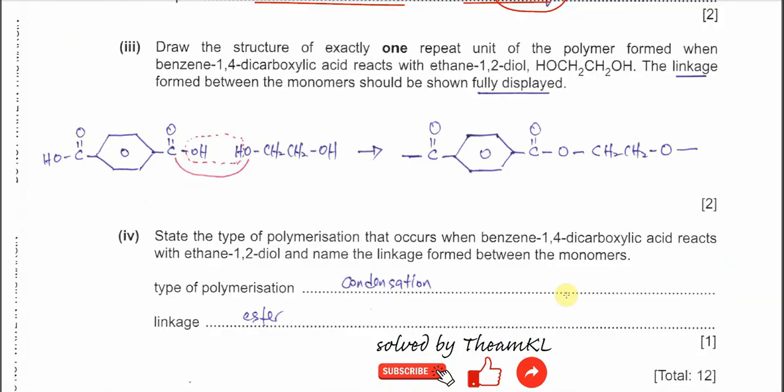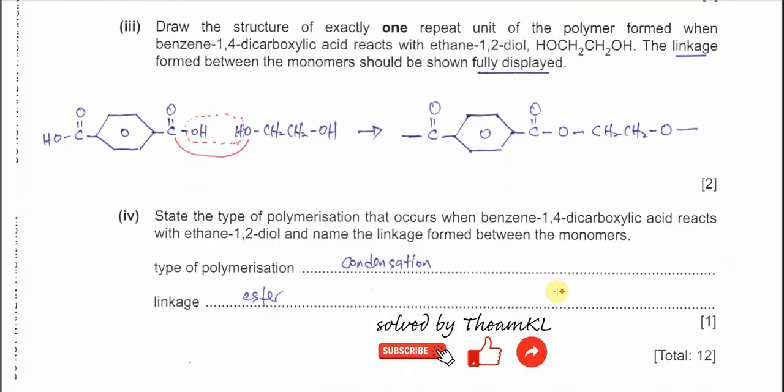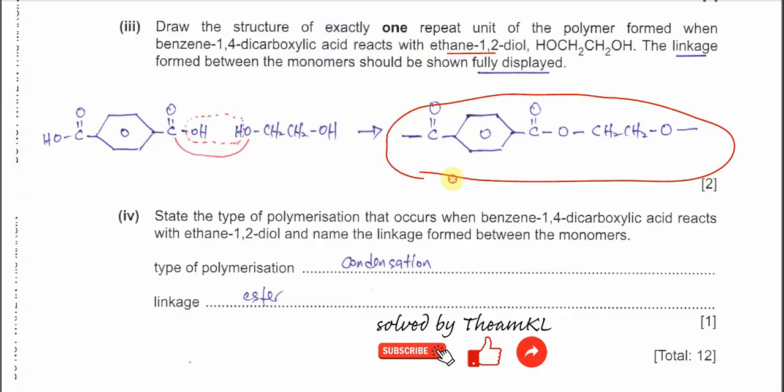Part 3. Draw the structure of exactly 1 repeat unit of the polymer formed when benzene 1,4-dicarboxylic acid reacts with ethane 1,2-diol. You must show the linkage and it must be fully displayed. I show you this part. This part you need not draw. You only draw this part. So this is what you need to draw.